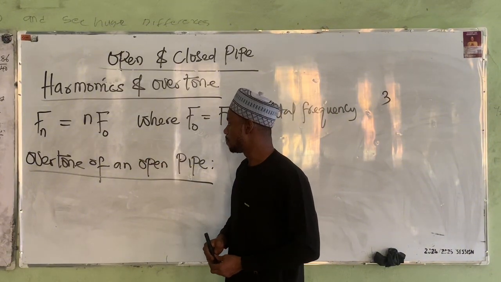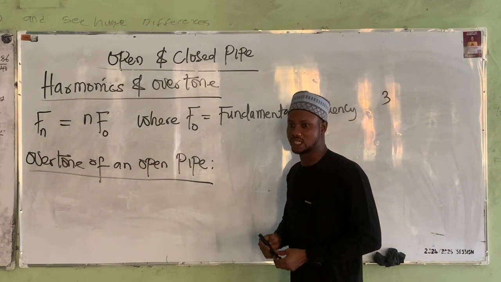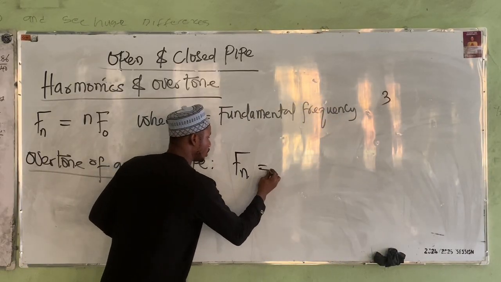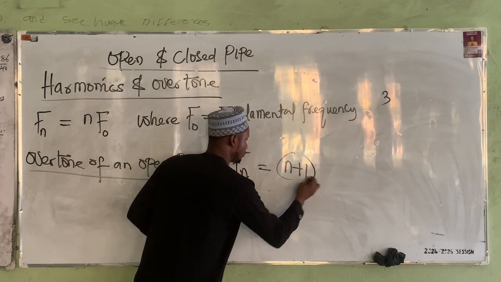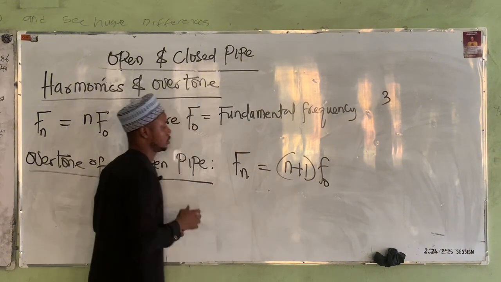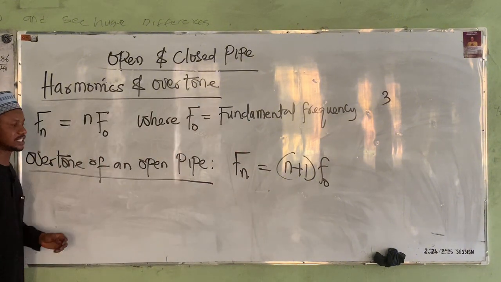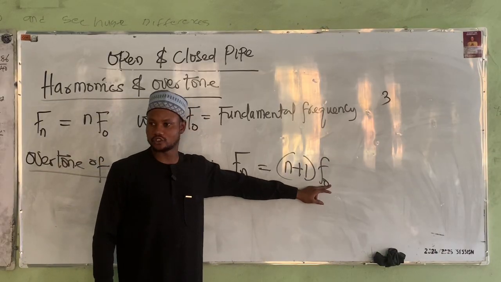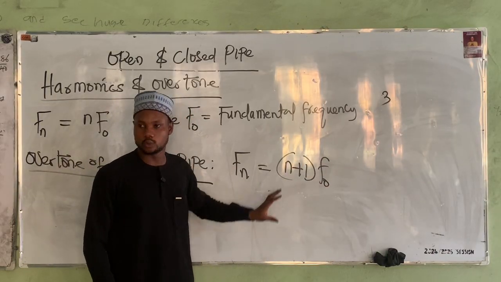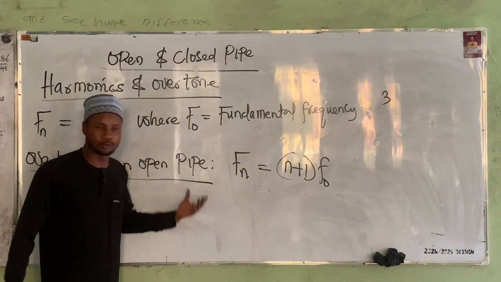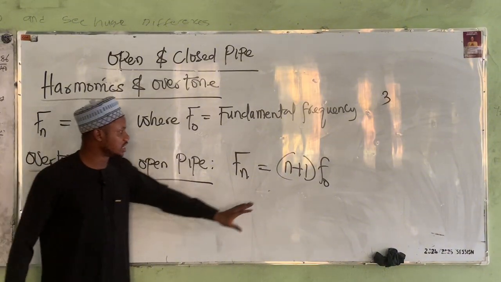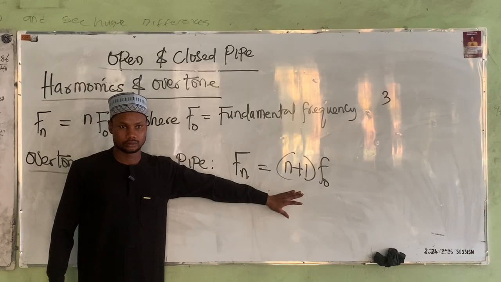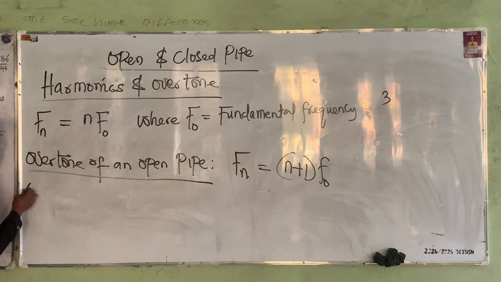Please write. Mathematically, it can be expressed as Fn is equal to n plus 1 f naught. So this is the simplest way to calculate the overtone for an open pipe. Please take note. This is the simplest formula to calculate overtone for an open pipe. Let's consider the overtone for a closed pipe.